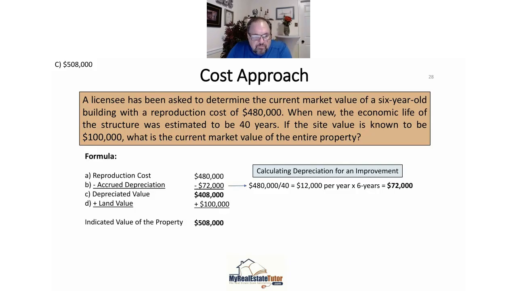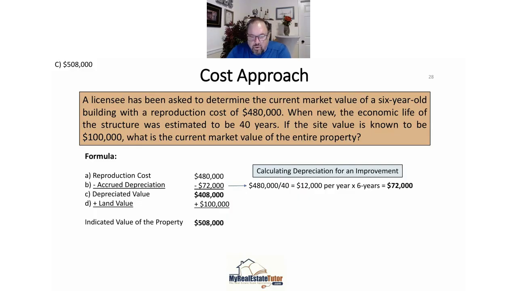Look on the left side where I've got formula, A, B, C, and D. I'm going to take my reproduction costs, remember, what it's going to cost to build it. I'm going to subtract my accrued depreciation. That's going to give me C, the depreciated value. And then I'm going to add my land back in, which is D. I list this out on the left. And then on the right-hand side, I'm doing this all on my scratch paper, I'm going to unpack my numbers.